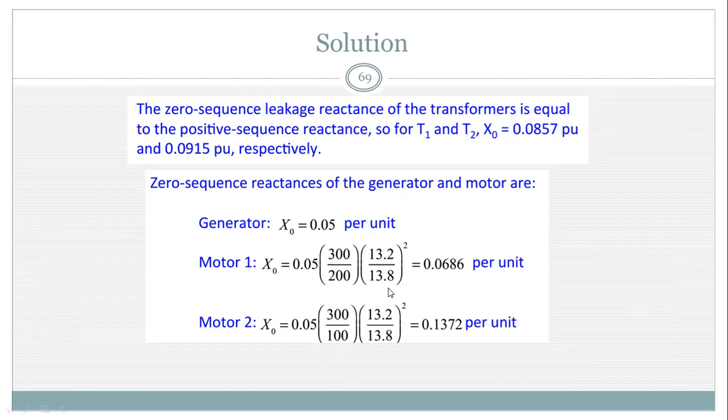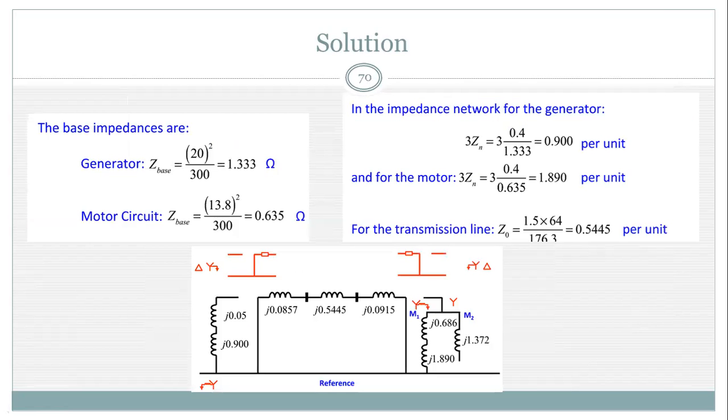Now we have to calculate the 3Zn, that is, three times the neutral impedance, for the generator and for motor M1. The current limiting reactor is 0.4 ohm, so we have to multiply it by 3. So 3 times 0.4 ohm divided by the base value of the impedance.